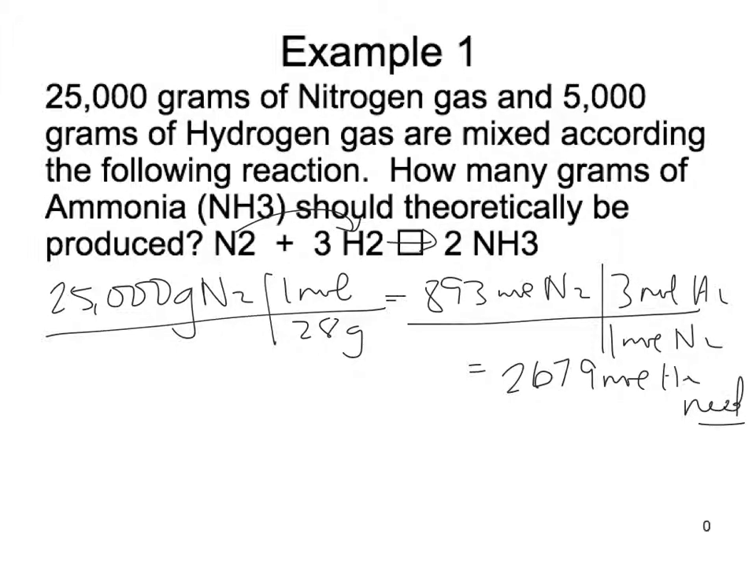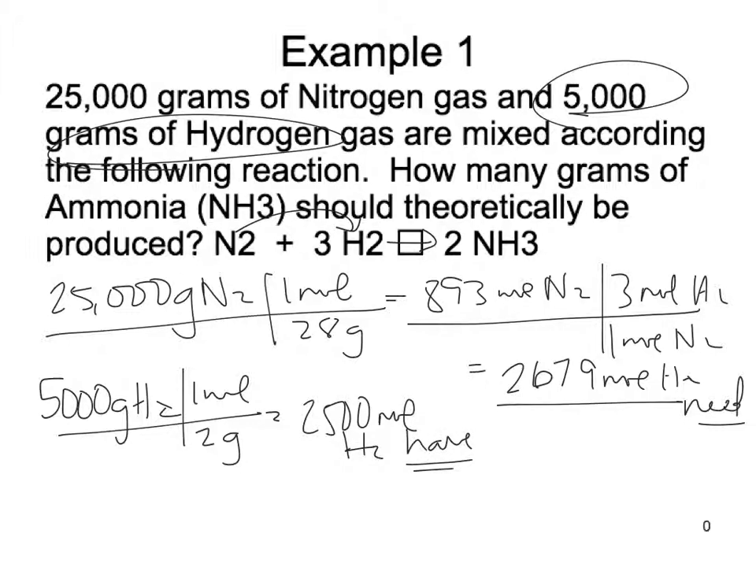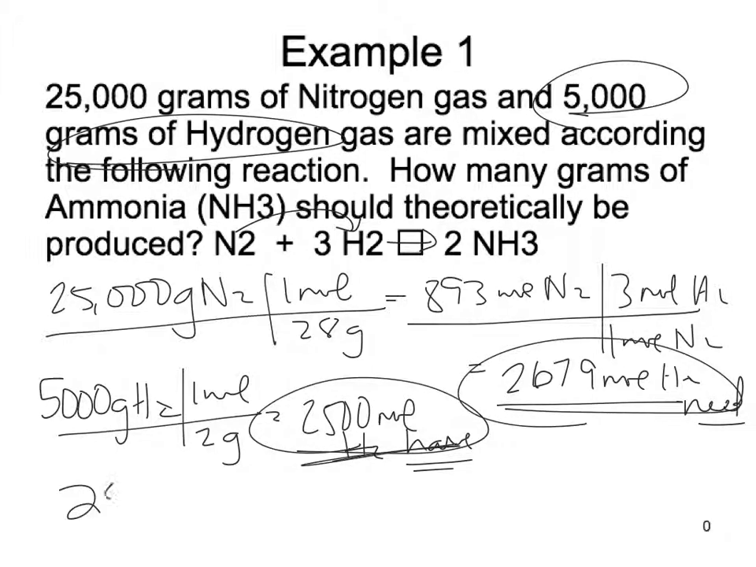In step 3, I'm going to take the 5,000 grams of hydrogen. I'm going to convert it to moles so I can actually compare and say have. That's what I have. All right, if I needed that, I only have that. This again is my limiting reactant. So I'm going to take 2,500 moles of hydrogen.